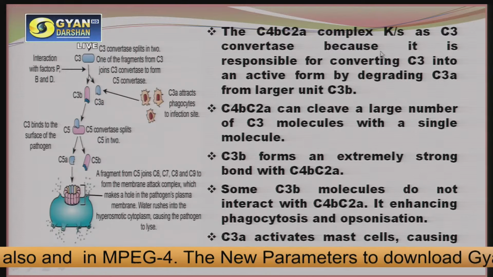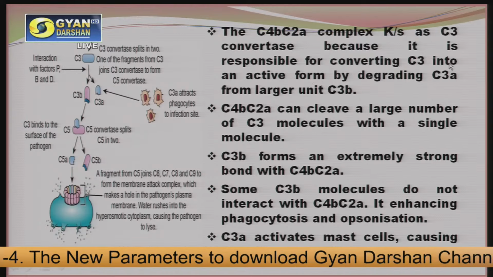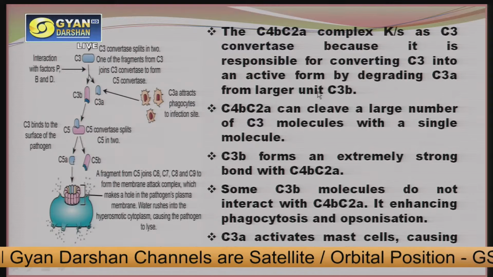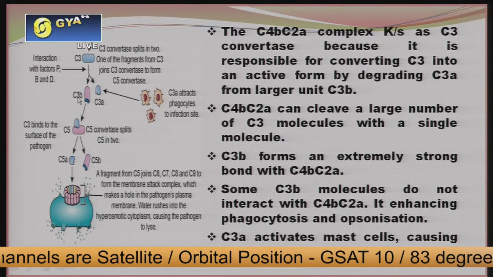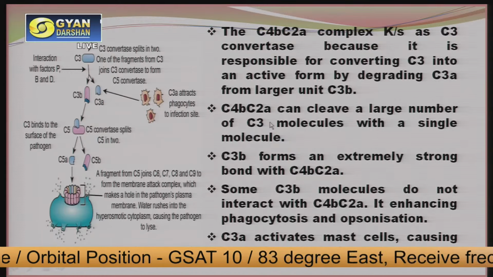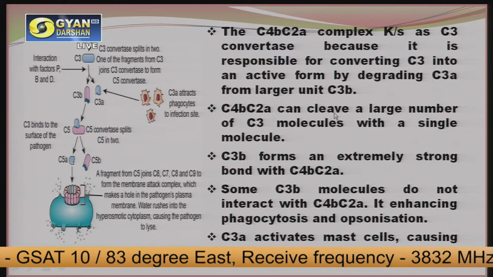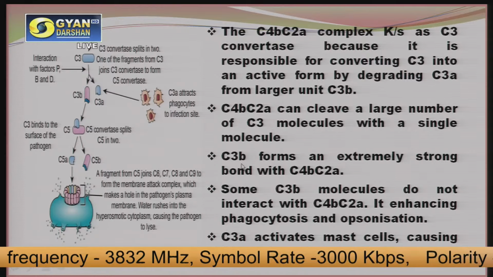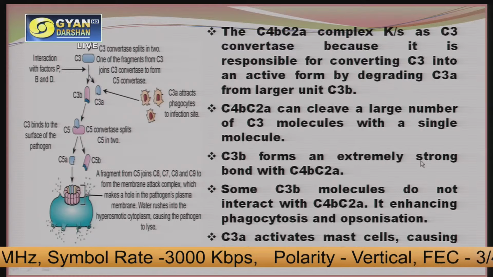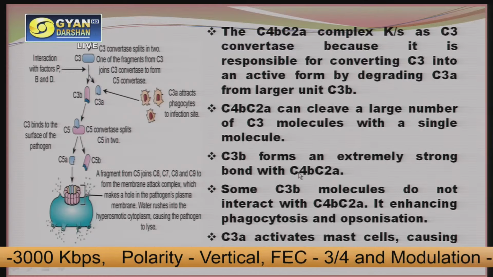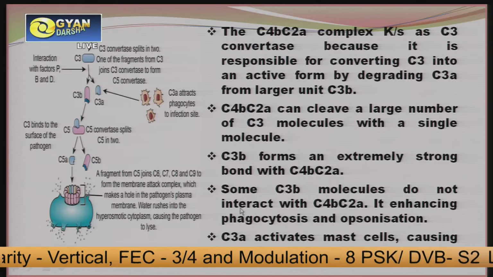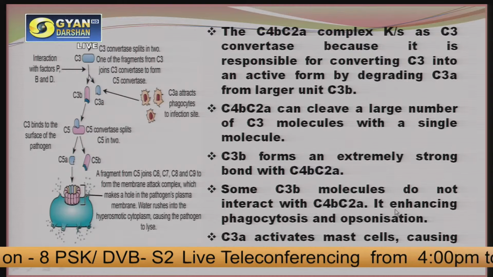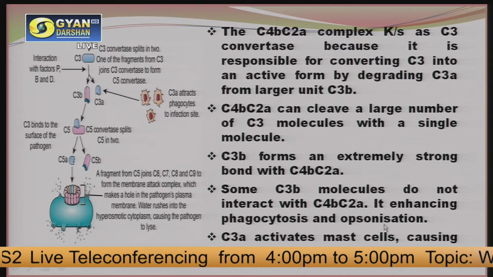C3 convertase, because it is responsible for converting C3 into the active form by cleaving C3a from the larger subunit C3b. Here is the C3b. Here is the C3, C3a will diffuse away. And C4b2a can cleave a large number of C3 molecules with a single molecule, and C3b forms an extremely strong bond with C4b2a, and some C3b molecules do not interact with C4b2a. It enhances phagocytosis and opsonization.